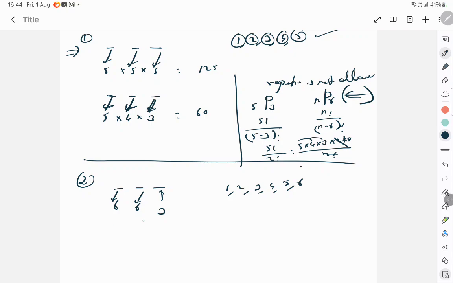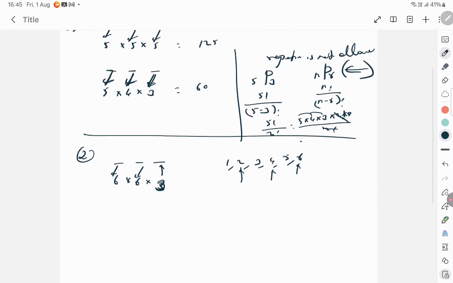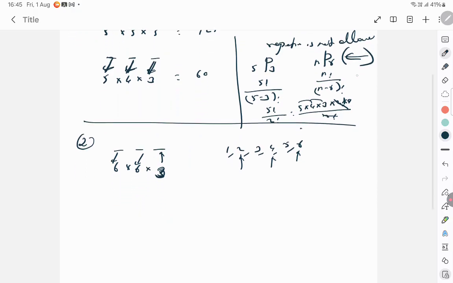So there is a 3-digit number which has to be an even number. Even number means the options are 2, 4 and 6. So this can be done in only 3 ways in the units place. For the rest of the places repetition is allowed. So 6 into 6 into 3 is your answer. You can multiply and see. And this cannot be written by means of the permutation formula. You have to do it only manually like this. Okay, so that's about this.